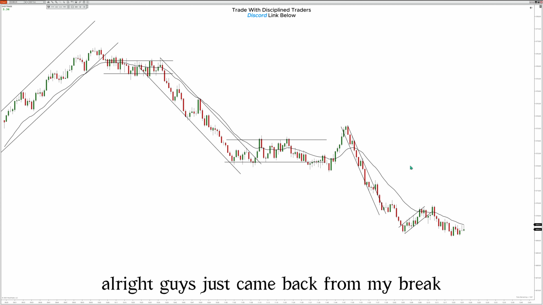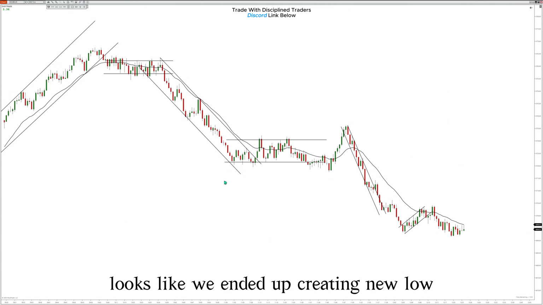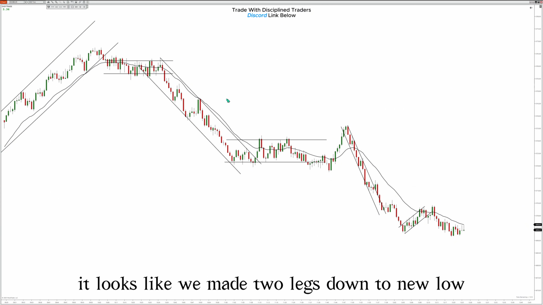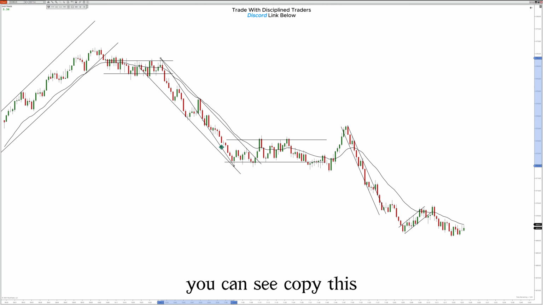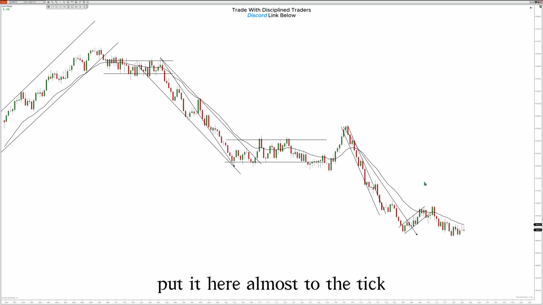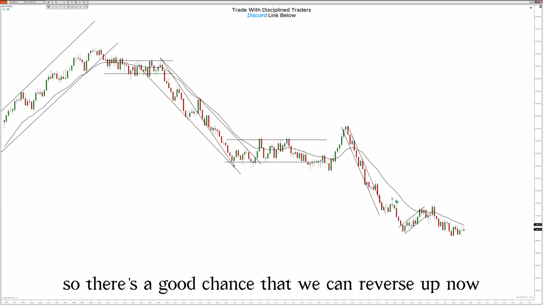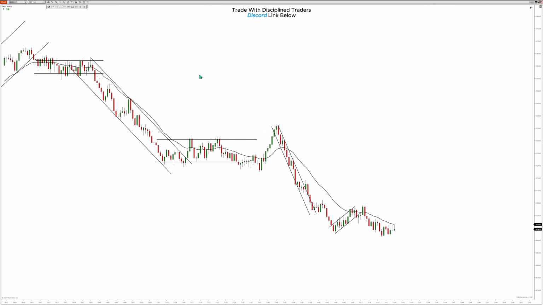All right, guys, just came back from my break. Looks like we ended up creating new low for that downtrend. It looks like we made 2 legs down to new low. You can see, copy this, put it here, almost to the tick. We measured a 2-leg move down, so there's a good chance that we can reverse up now.